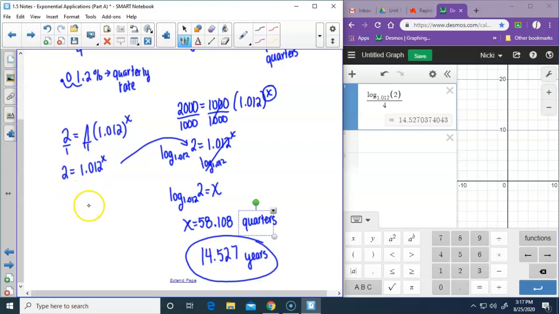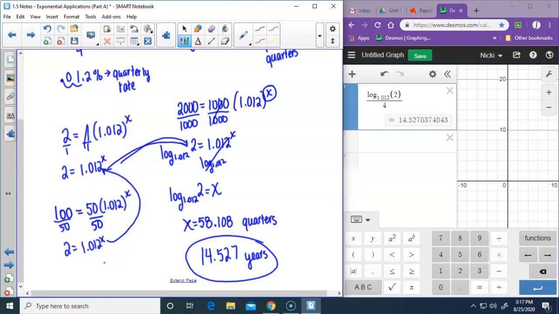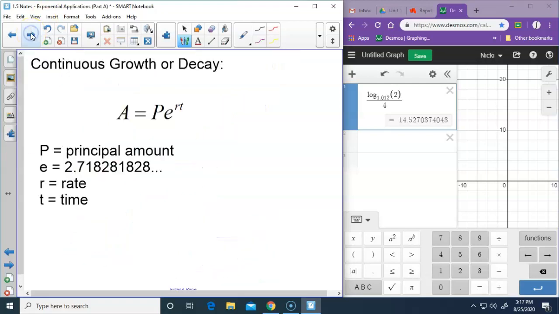What if Alfredo had $50? Well, if he had $50, then our equation looks like this. And to double that money would be $100. And so if we divided off that 50 to solve, 100 divided by 50 is 2. So we'd have 1.012 to the x. Notice, same thing we had right here, same thing we get over here. So you're going to get the same answer no matter what amount of money you say that Alfredo has. All right, let's continue on.